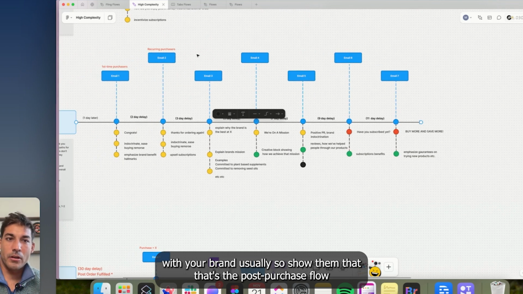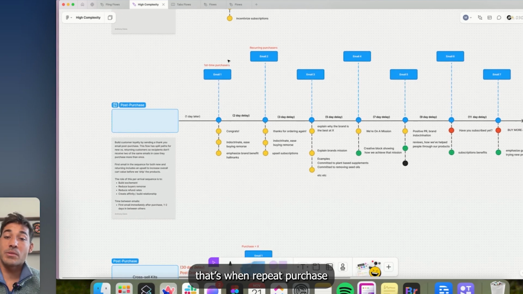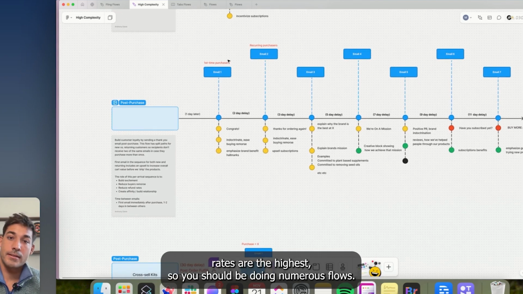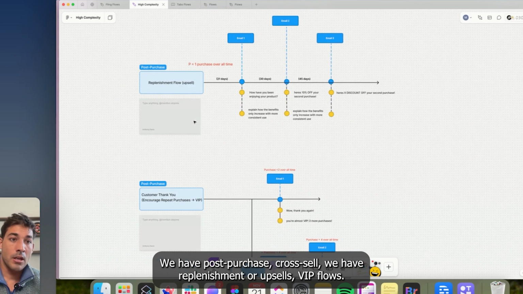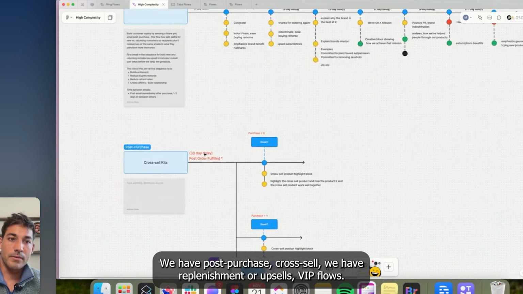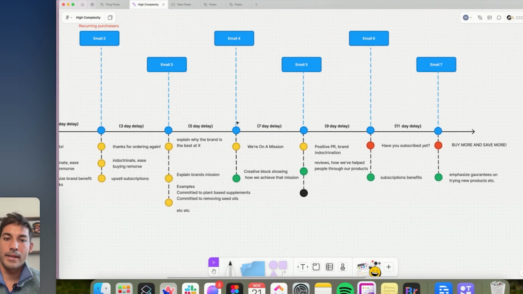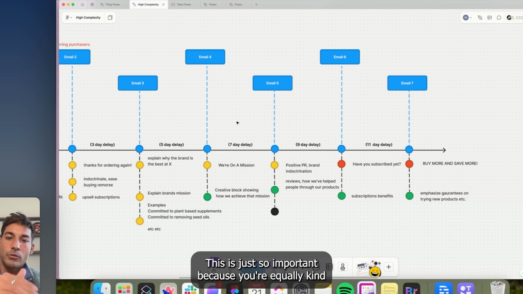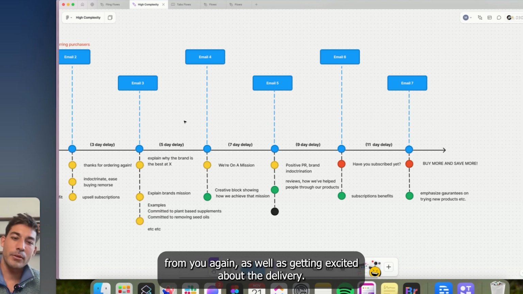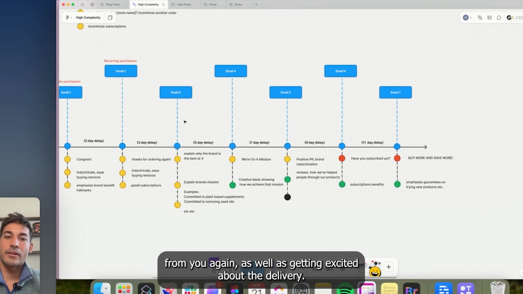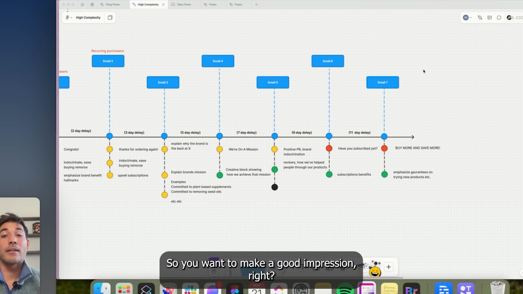That's the post-purchase flow. If you think about post-purchase flows in general, across the 0 to 45 day mark, that's when repeat purchase rates are the highest. So you should be doing numerous flows. We have post-purchase, cross-sell. We have replenishment or upsells, VIP flows. I mean, the list just goes on with this type of flow. This is just so important because you're equally kind of manipulating, indoctrinating, propagandizing them into buying from you again, as well as getting them excited about the delivery. This is one of their first introductions to the brand, so you want to make a good impression, right?